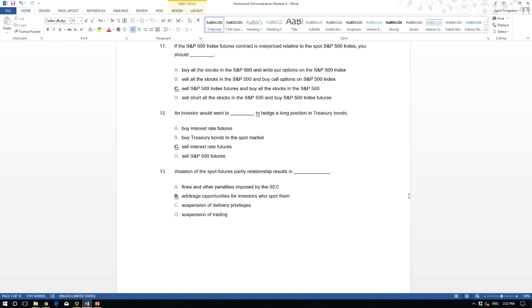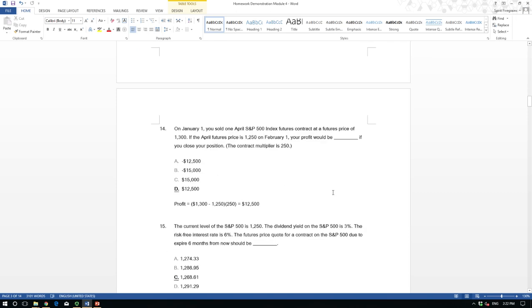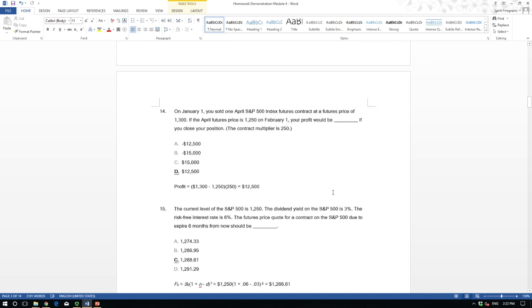Number 13, violation of spot-futures parity relations results in what? Well, this violation is great because it offers you arbitrage opportunities. B for number 13.